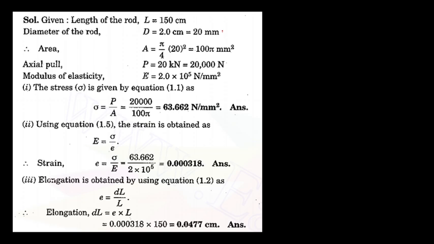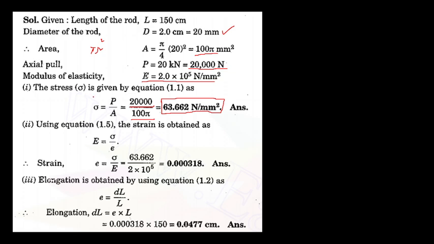Area is pi by 4 d square, or you can simply write pi r square. The value will be the same. You have to write the value which is observed in the calculator. Load is 20,000 Newton and Young's modulus of elasticity is also given. You all know stress is force upon area. The value of force in Newton is 20,000, area is 100 pi. So 63.6 Newton per millimeter square is coming.